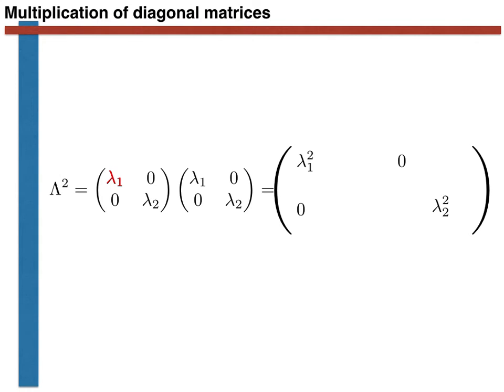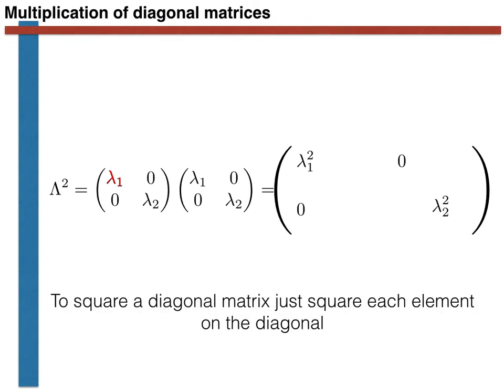Hence, when we need to calculate the powers of a diagonal matrix, we just calculate the powers of the diagonal elements. This is obviously much easier than conventional matrix multiplication. So we find that to square a diagonal matrix, we just need to square each element on the diagonal.